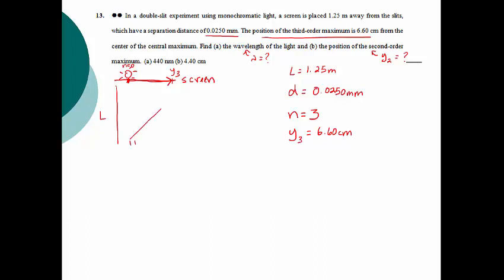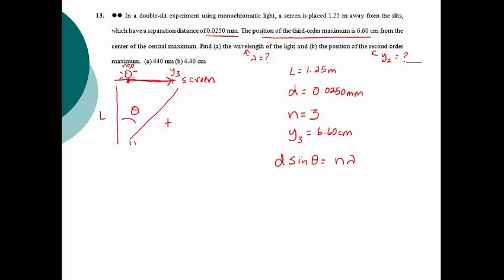Instead, we are going to, I'm not a very good artist. Anyway, we'll just use our imagination for my bad drawing. So this is theta. So the first thing we're going to do is find theta. Remember that our Young's equation is d times the sine of theta equals n times lambda. So we need to find theta.